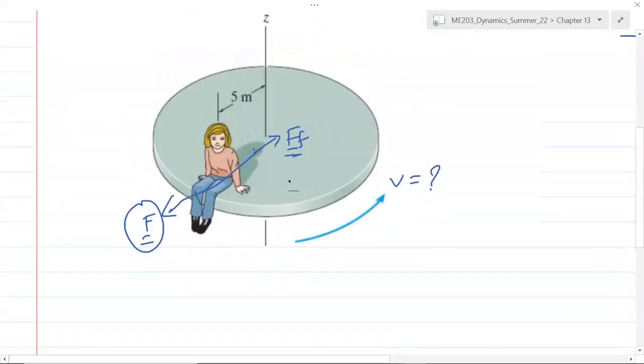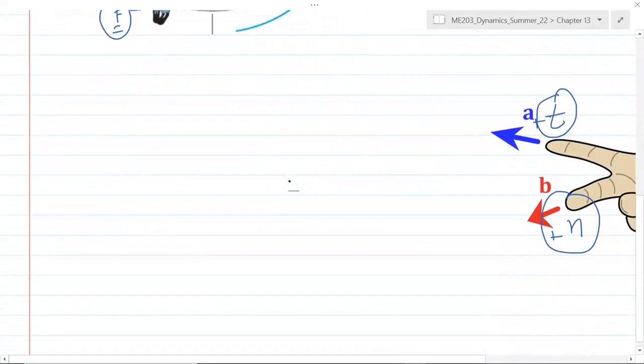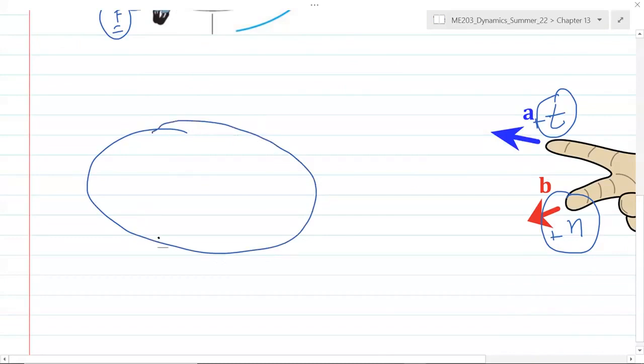Okay, so let's draw our free body diagram for this problem. We consider the girl as a particle, and at that point we define the coordinate system. The platform is rotating in this direction, so this is our tangential axis. Normal axis is always towards the center, and binormal is perpendicular to both of these using the right hand rule, which in this case is vertically upward. So we have defined our coordinate system.